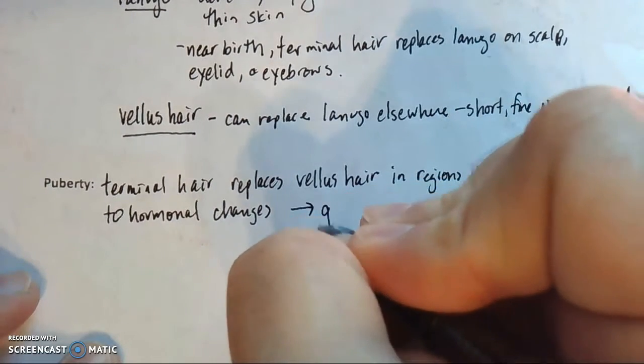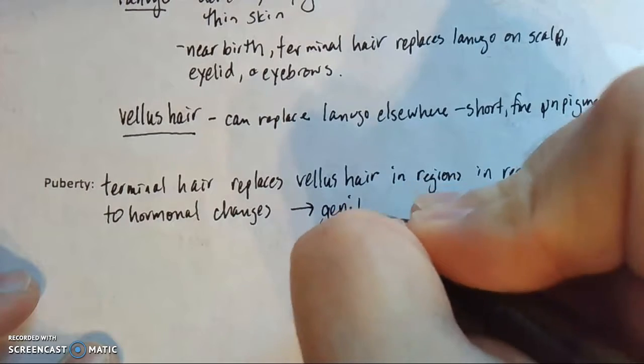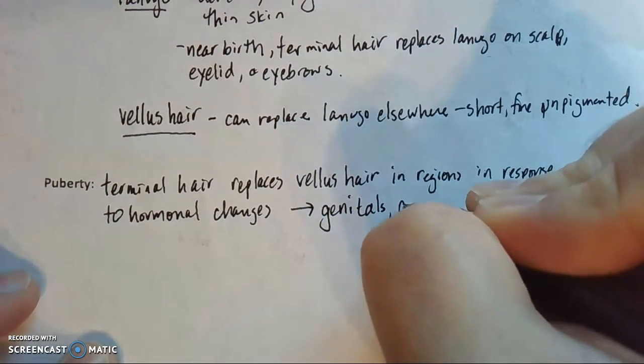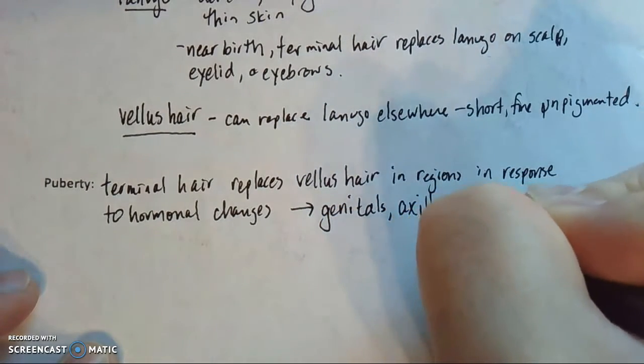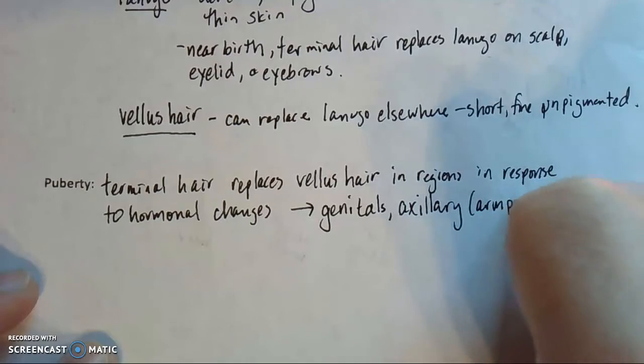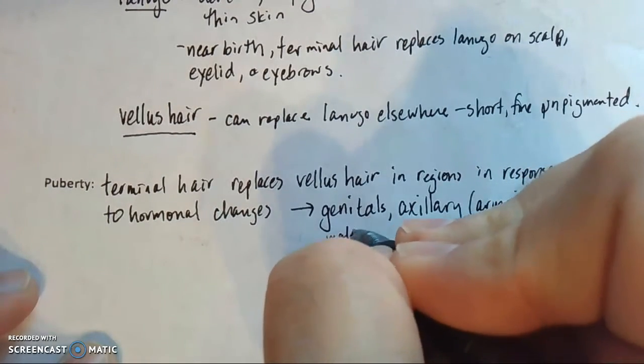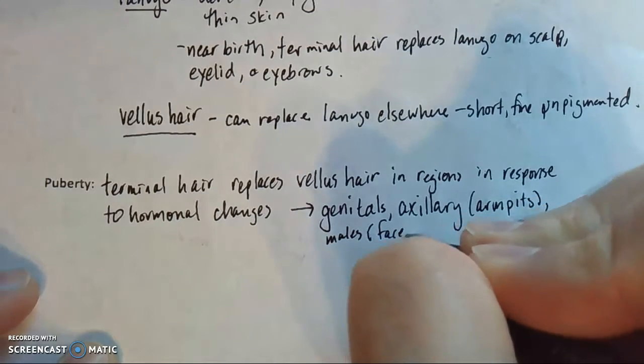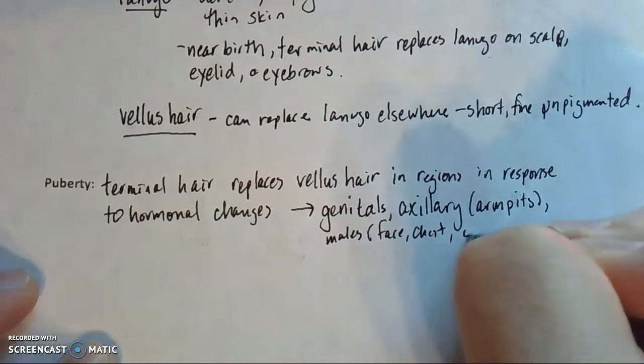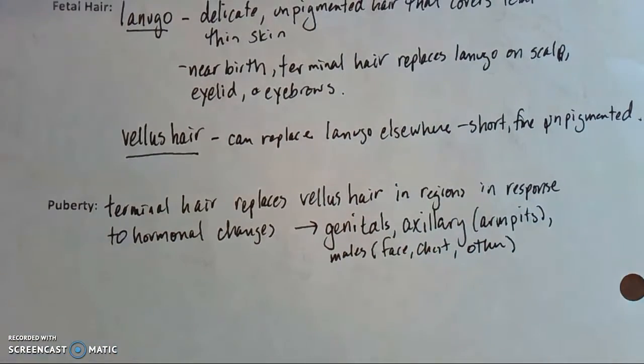So these areas are the genital region, the axillary region, which are your armpits, and in males, we have the face, chest, and I'll just write other, because there are some people that develop really hairy legs, really hairy arms, hairy backs, hairy butts, all of that stuff. So anywhere where there is thin skin, we potentially could have hair.